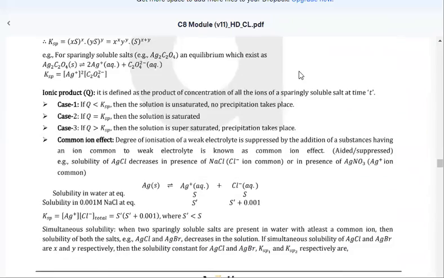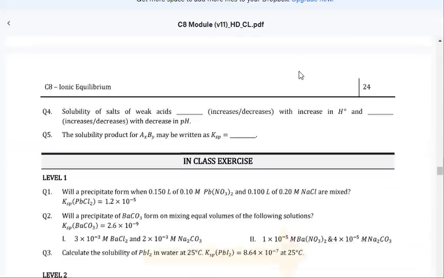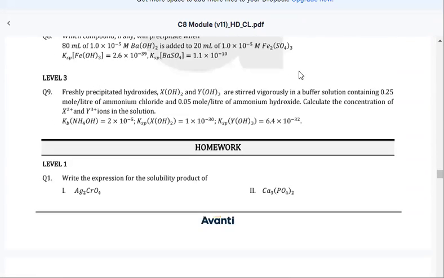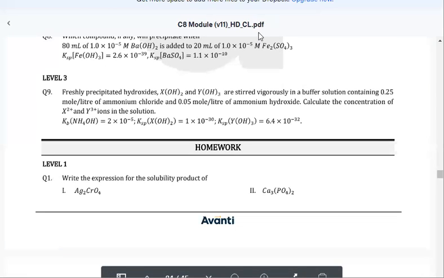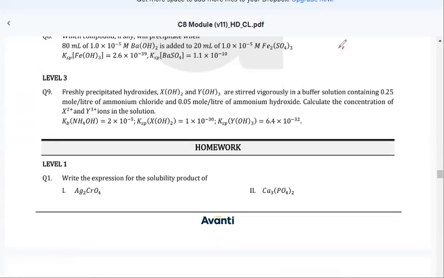Then 8.4, question number 9. Everyone, just go to question number 9. So the buffer solution will give me what? Tell me, buffer solution gives me what? The concentration of OH minus. I hope everyone remembers we have solved many problems like this. So this buffer solution will give me the concentration of OH minus.